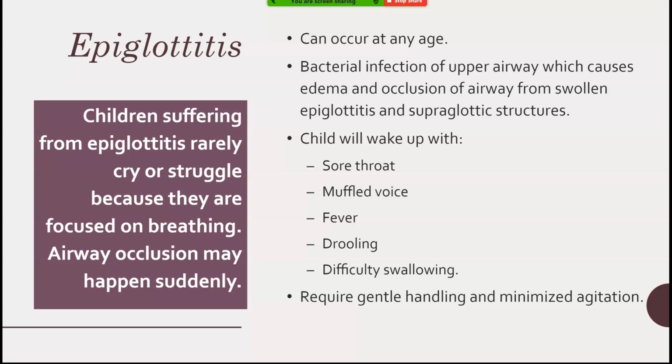Okay, again, all of a sudden they wake up with a high fever, difficulty swallowing, a sore throat, and that drooling. Okay, whereas croup, on tests, croup is that bark-like cough. Epiglottitis is drooling, difficulty swallowing, high fever. Okay, that's usually the delineating factor between these two very common diseases.